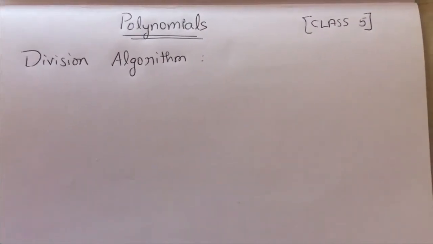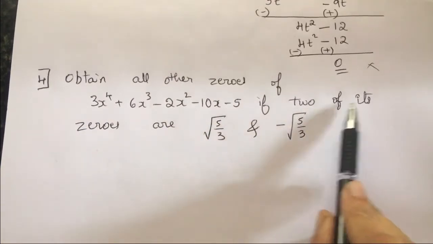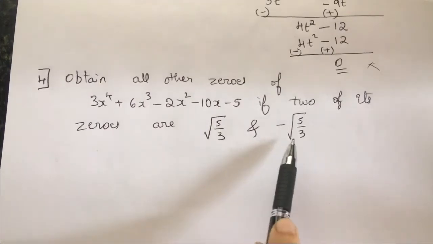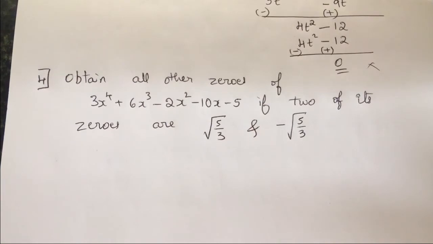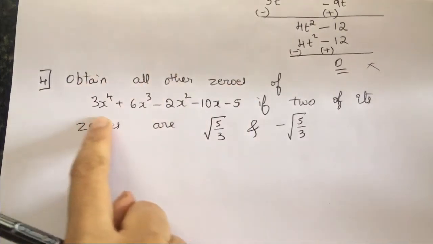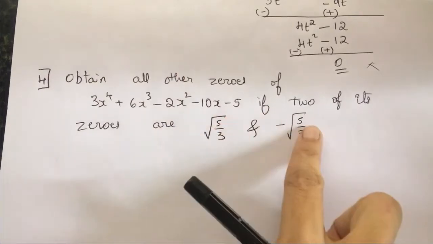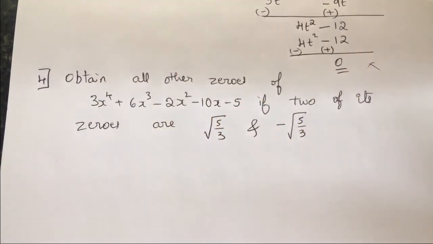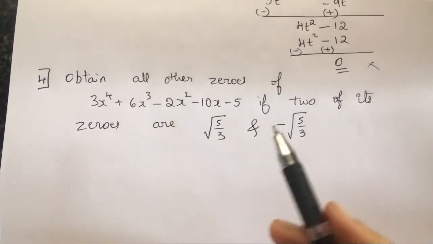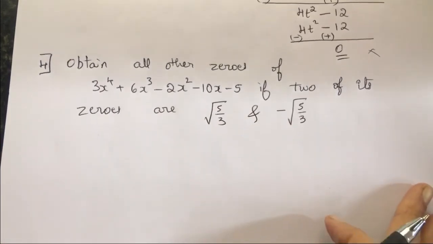Okay, find all the zeros of a polynomial if two of its zeros are root 5 by 3 and minus root 5 by 3. Here they are giving you two zeros of a polynomial of degree 4, so it can have at most 4 zeros, but they have given you 2 and the rest 2 you have to calculate. See, when the zeros are given, you know how to calculate the factors, right? That I have explained in the last video.